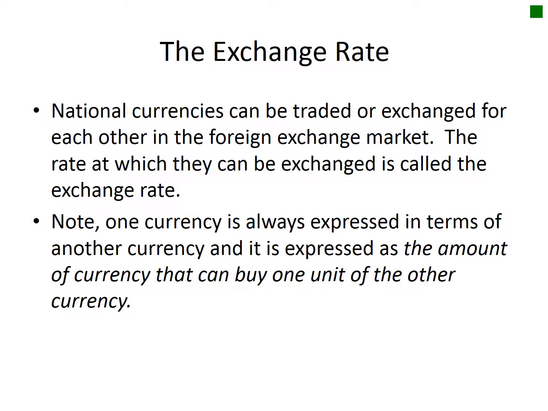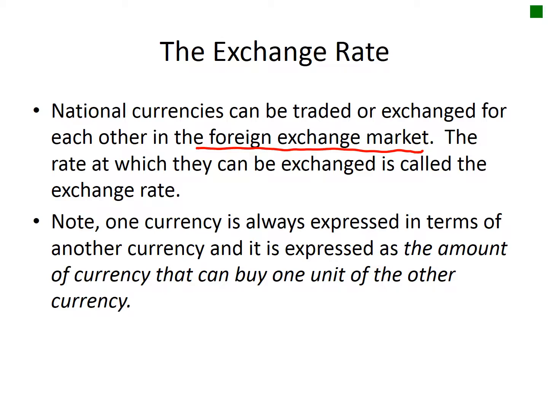The exchange rate. National currencies can be traded or exchanged for each other in the foreign exchange market. So we're going to do a little activity in class, or we've probably done that before we've reached this PowerPoint, where we're going to assume that there is a foreign exchange market which is completely separate from any other country. We're going to put it maybe in the middle of the ocean.